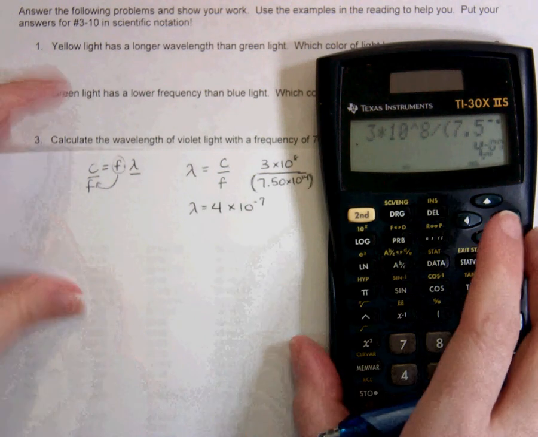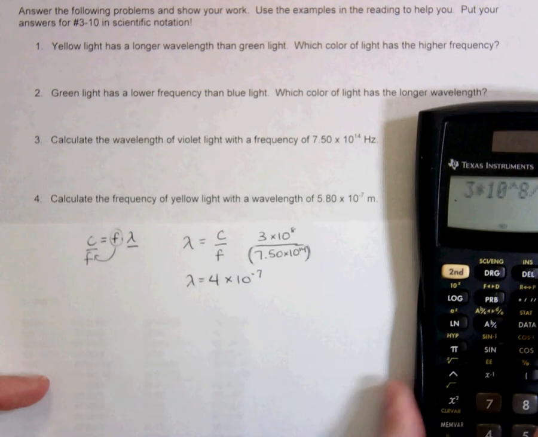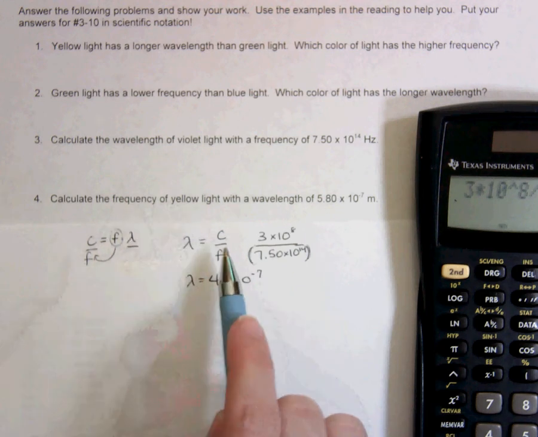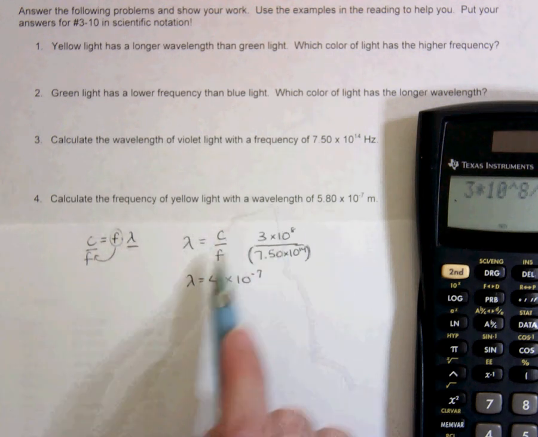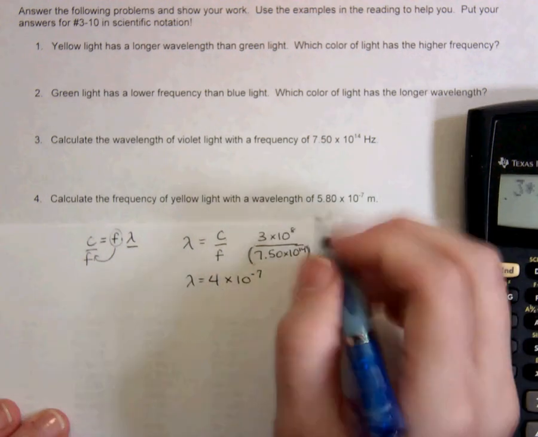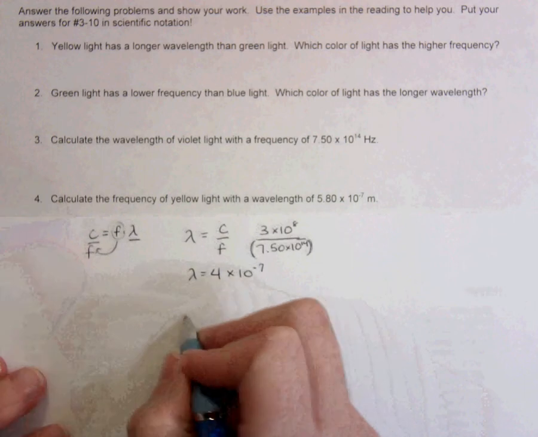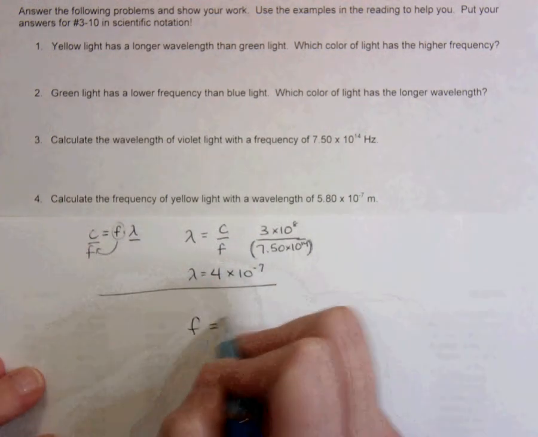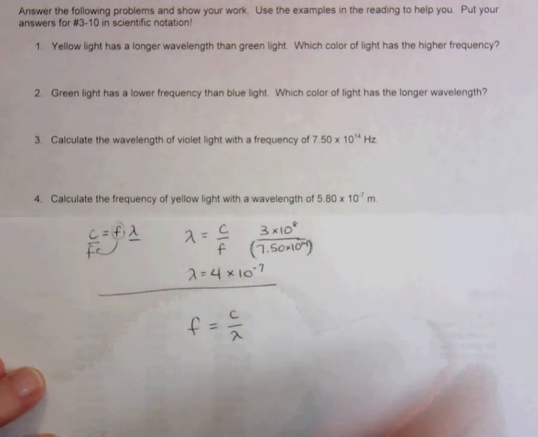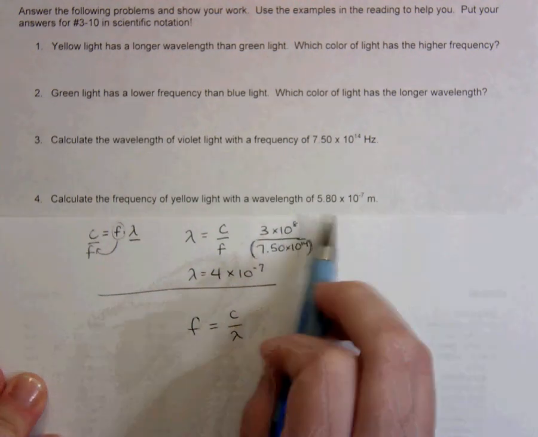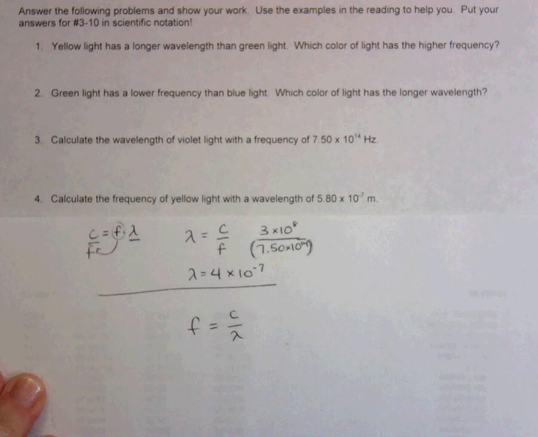You'll do the same thing when you calculate for frequency. To calculate for frequency, you'll take your speed of light and divide it by wavelength. So frequency will be the speed of light divided by wavelength. You'll plug in your 3 times 10 to the 8th and divide by the wavelength that they give you. So again, this is just using the calculator. Make sure that you put your answers in scientific notation, and if you still have questions, make sure you ask them.